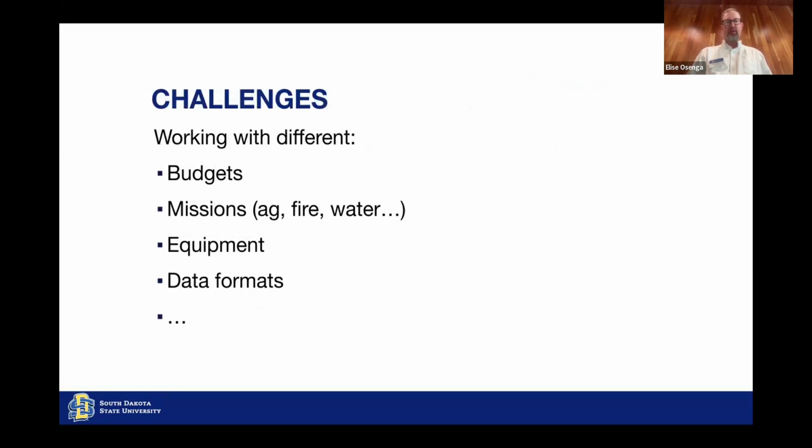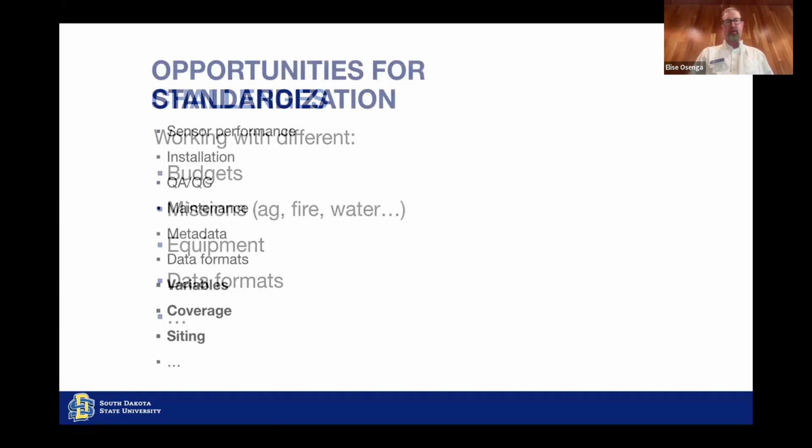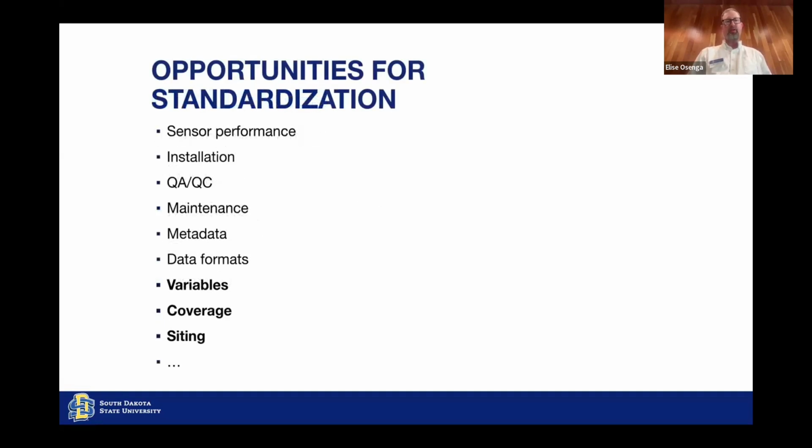And there are some challenges. We work with different budgets, different missions, different equipment, different data formats, that kind of thing. But I think there are opportunities for standardization. And there's a whole list of them, everything from sensor performance and installation procedures, QA, QC, maintenance, to metadata. We could use a common metadata format, I think, for soil metadata and for sensor metadata.